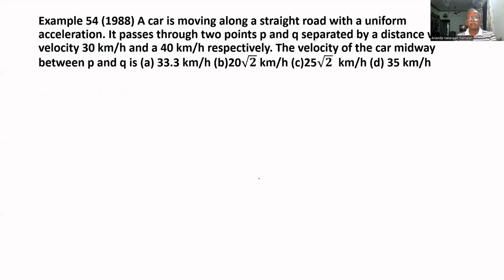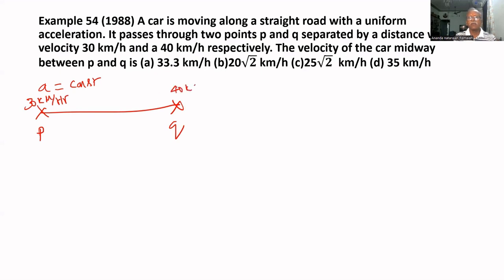A car is moving along a straight road with a uniform acceleration. Uniform acceleration means a is constant. Then only we can apply all these three formulas. It passes through 2 points P and Q, separated by a distance, with velocities 30 kilometers per hour and 40 kilometers per hour respectively. The velocity of the car in the midway between PQ is what?